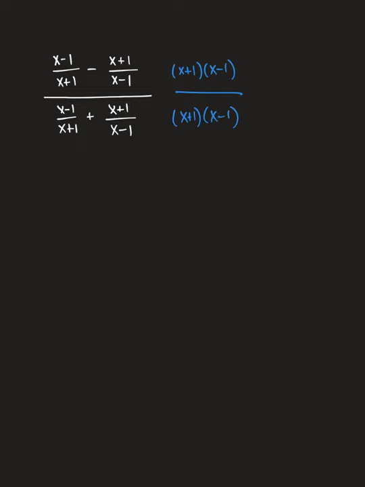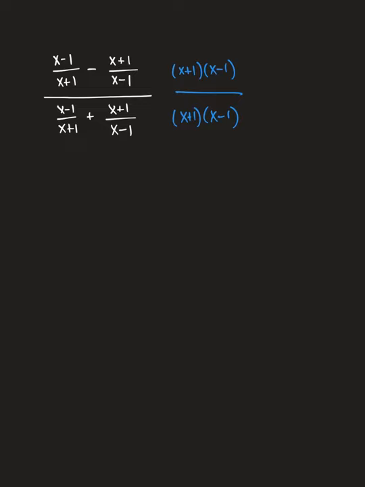I got that by considering, what does this denominator have that this one needs? This has an x minus 1, this does not, so I would multiply by x minus 1 on this fraction, on the top and bottom. And then what does this denominator have that this one needs? This has an x plus 1, this does not, and so that's where I'm getting my least common denominator from. Same deal in the bottom.